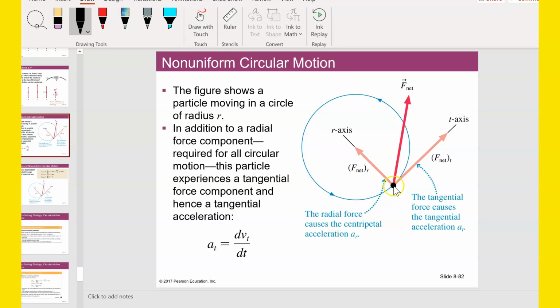Maybe it's a race car that's accelerating around the track, or maybe it's a ball going around a roulette table that is experiencing friction, so it's slowing down as it goes around the roulette table. Either way, you have a force in the R direction pointing that way. You have a force, in this case, in the T direction pointing that way. So now the net force no longer points toward the center of the circle. The net force points this way. Halfway, well, not halfway, but somewhere between the R and the T direction.